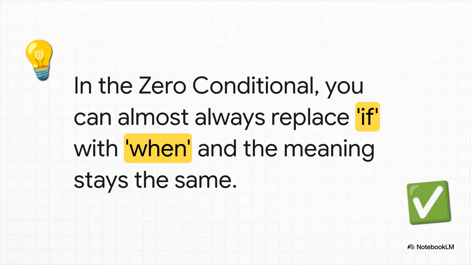Want a little cheat code for spotting these? Just try swapping out "if" for the word "when". If the sentence still makes perfect sense, you found one. "When you heat water to 100 degrees, it boils." Yep, works perfectly. It's a great little clue that you're dealing with an absolute truth.